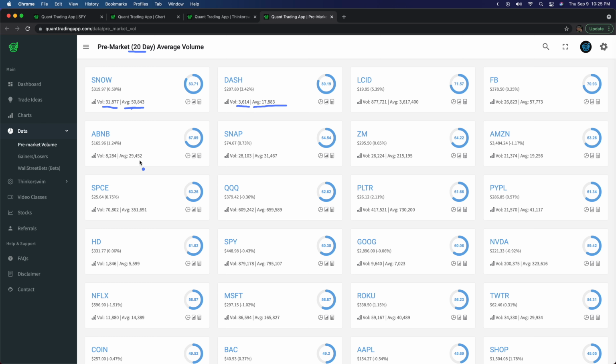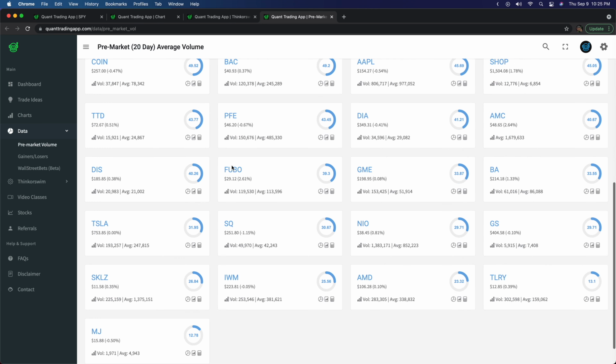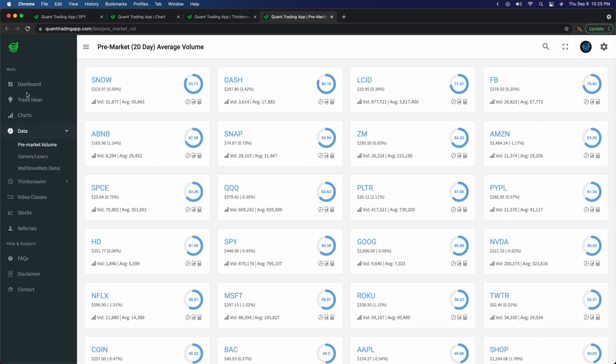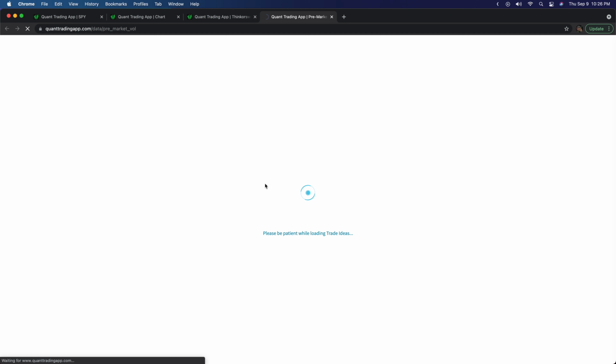Now, if we actually just want to generate some trade ideas and we don't want to look over all the tickers within Quant Trading app, we can actually come to this trade ideas tab. Now, this page does take a while to load, so just a fair warning. And that's because it's actually putting it through a few algorithms to try to come up with a trade idea for us. This is very important.